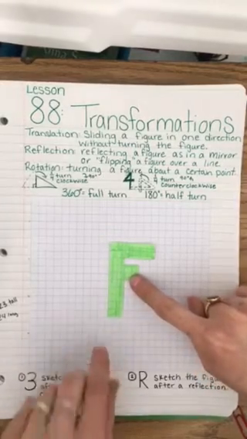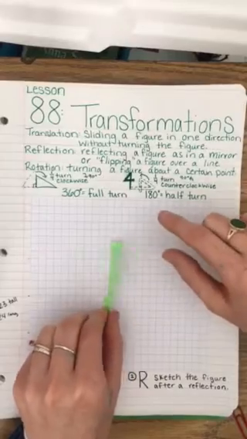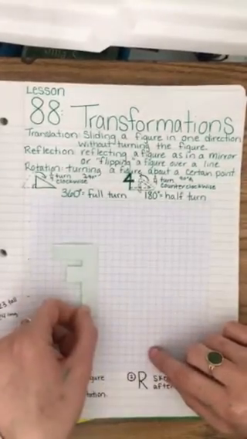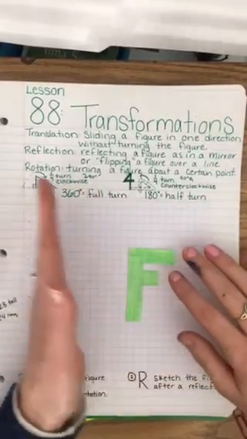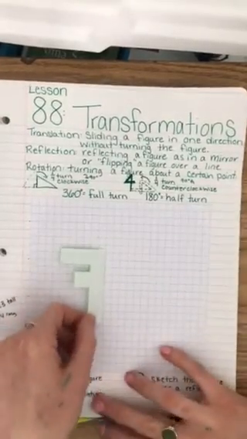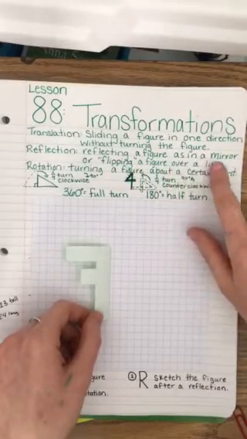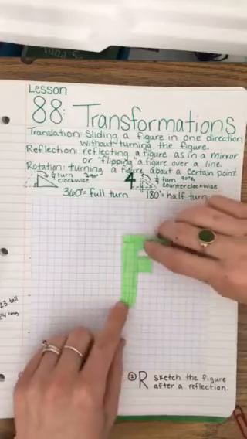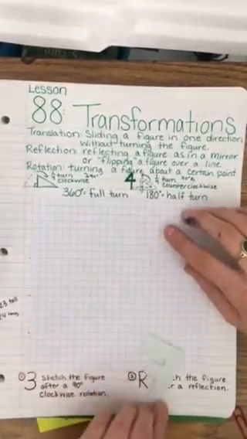A reflection is like a figure in a mirror. So a reflection would be going like that, okay? So you're going to flip over your F, and that's going to be a reflection. Just like how I went around with that mirror and showed every one of you your figures in the mirror. A reflection is reflecting a figure as in a mirror, or flipping the figure over a line. So if this was the line and you flipped it over the line, that would be a reflection.